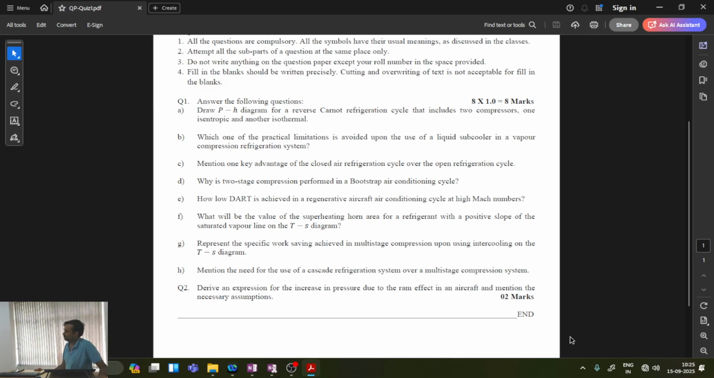No, simply P2 by P1 is equal to (T2 by T1) to the power gamma by gamma minus 1. If I apply it between the entry of the ram, point 1, and the exit of the ram, point 2, and the process is reversible adiabatic, it means that P2 by P1 is equal to (T2 by T1) to the power gamma by gamma minus 1. So that step also people have not done.